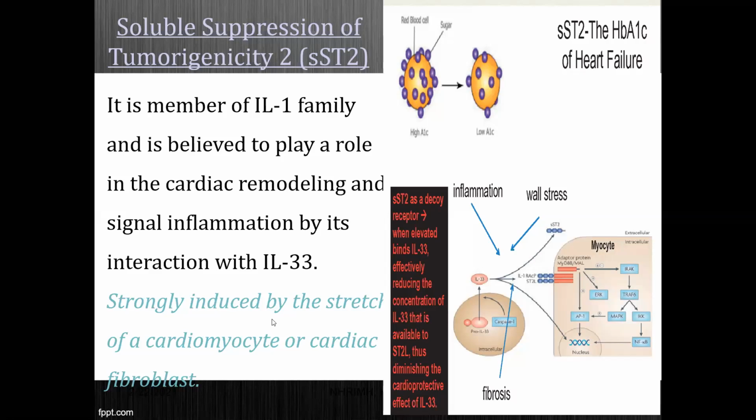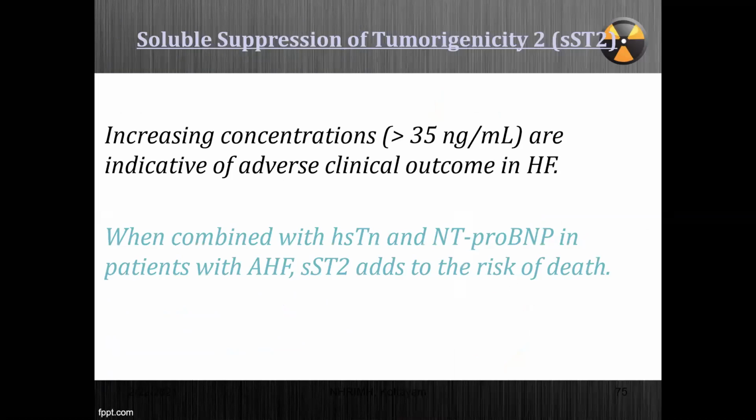There is cardiac fibroblast activity and remodeling of the cardiomyocytes. Please take care, it means some damage has already happened. Increasing concentrations greater than 35 are indicative of adverse clinical outcome in heart failure. When combined with troponins and also brain natriuretic peptide in patients with acute heart failure, sST2 adds to the risk of death. It is a predictor, and its concentration is also an active biomarker.